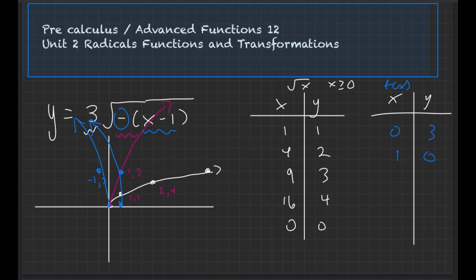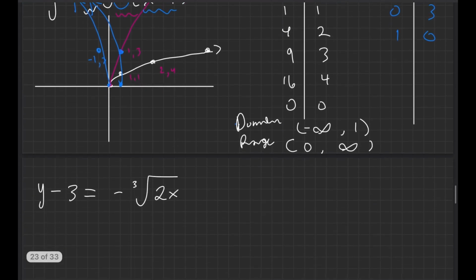The domain for this will be negative infinity all the way to 1, and the range will be from 0 to infinity. And you can get more points if you just put them into the function. But yeah, that's going to be our final function.